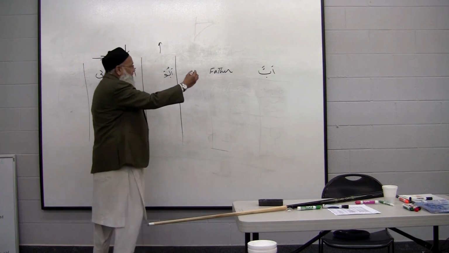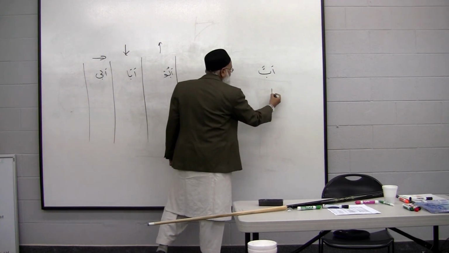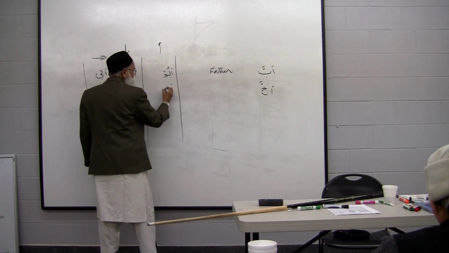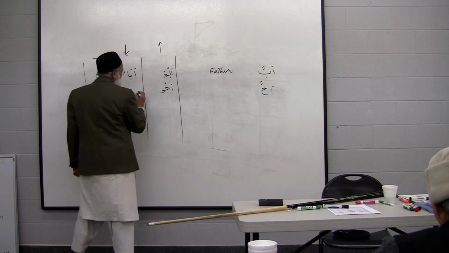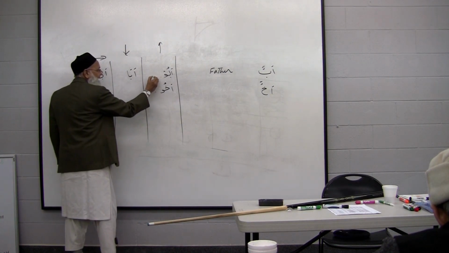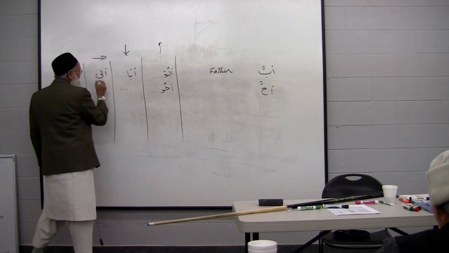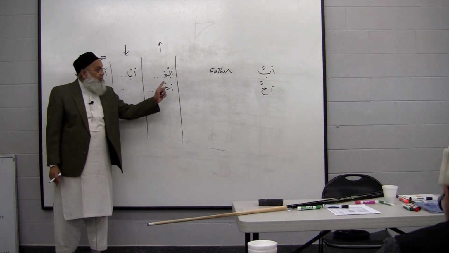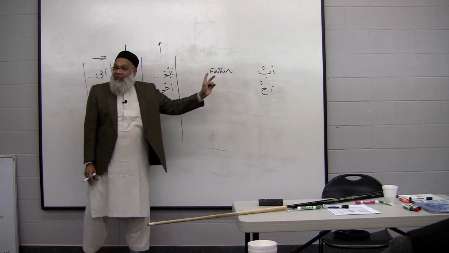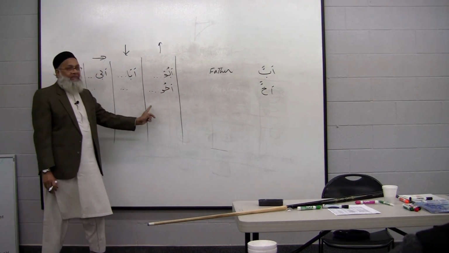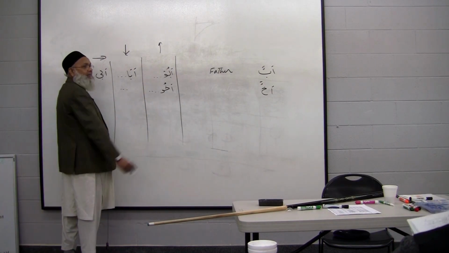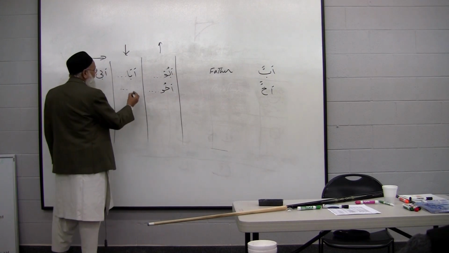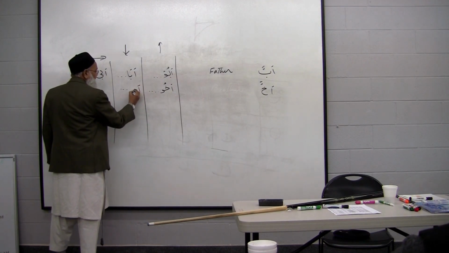Then, akhun. Next is akhun. It will be akhu, akha, akhi. As separate words they can never exist, but we are talking about when they are mudaf. So, akhu fulanin, brother of such and such. It will be akhu, akha, and akhi.